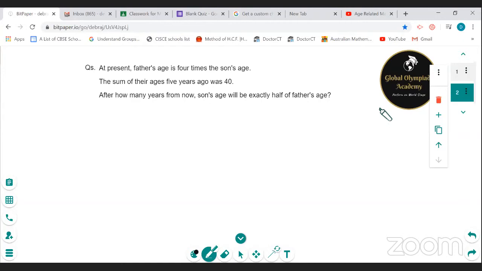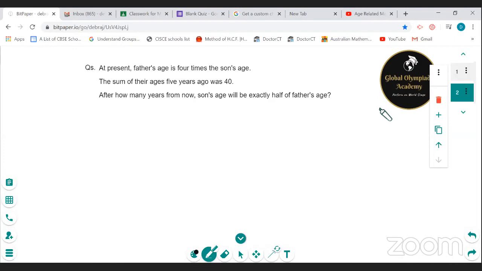All right, so we see here that there are three time frames given. One is the present time, where the father's age is 4 times the son's age. The second is about the past, 5 years ago, when the sum of their ages was 40. And the question is asking, after how many years from now the son's age will be half of his father's age.